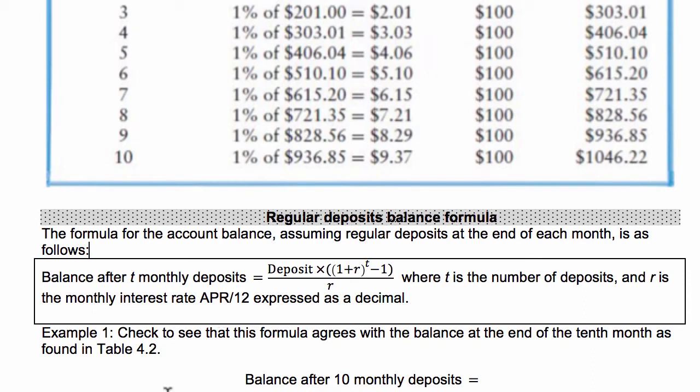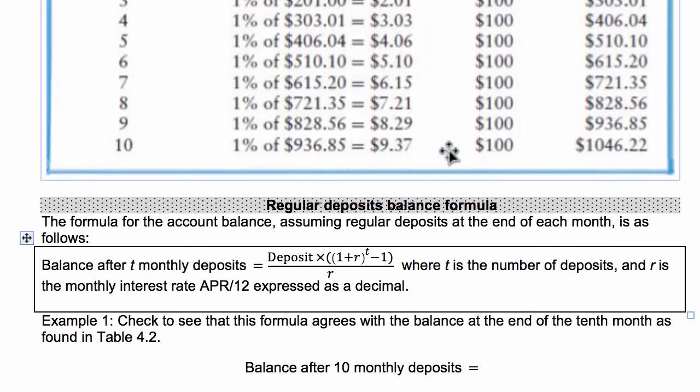Example 1. Check to see if this formula agrees with the balance at the end of the 10th month as found in Table 4.2. That's the table above. That is, we want to make sure that this formula gives us the same balance that we would get using a table similar to the one above.